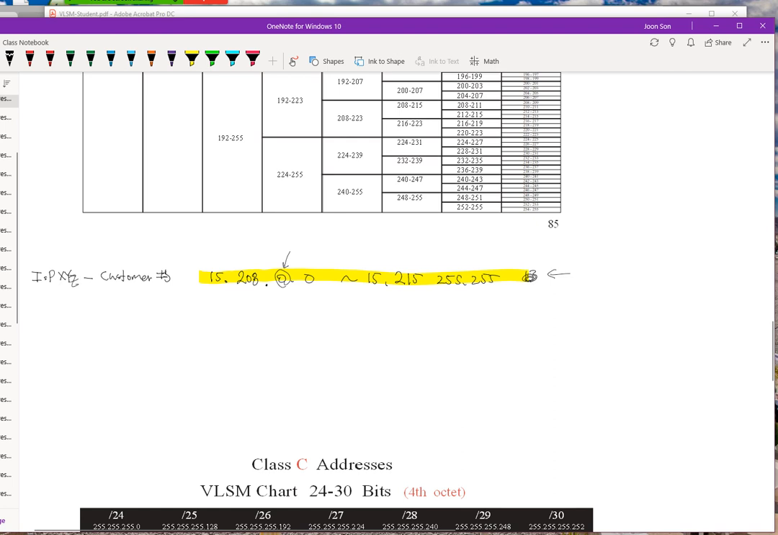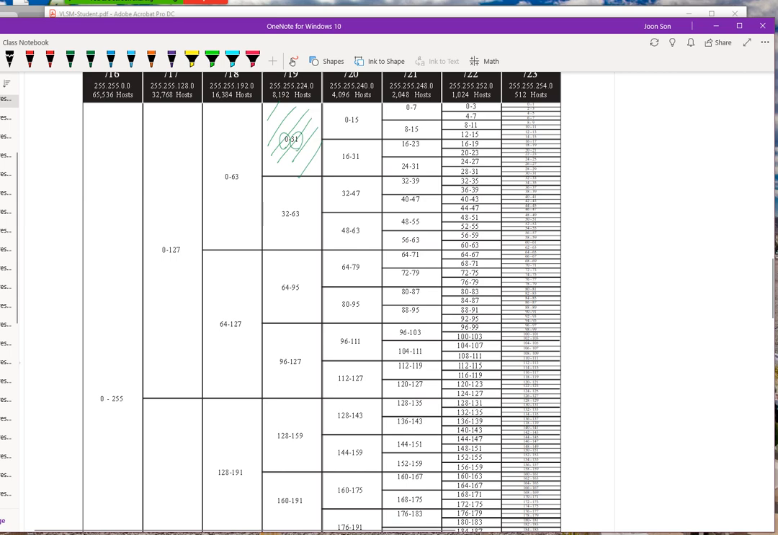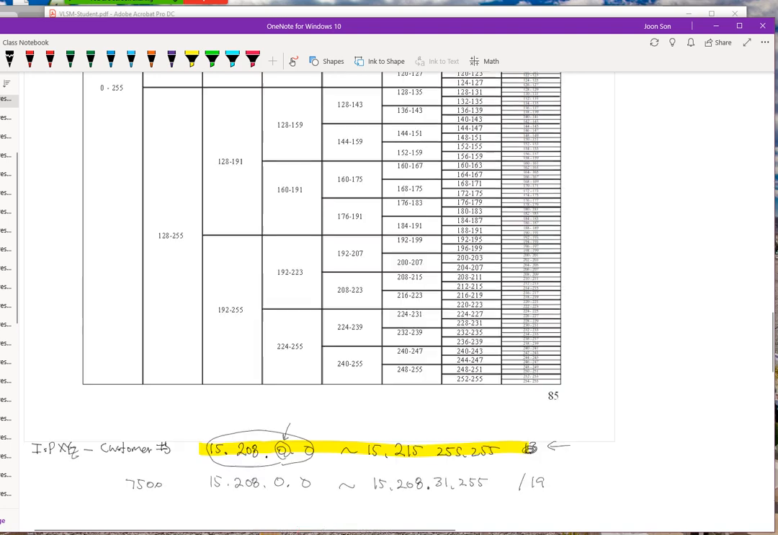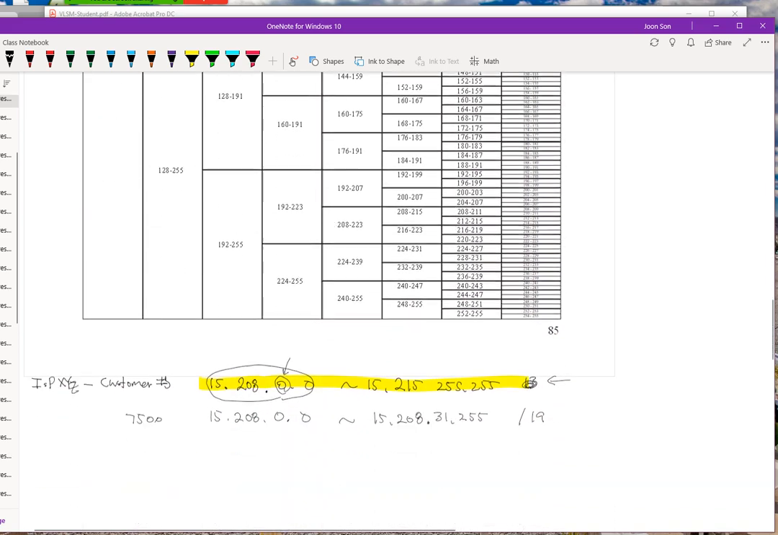And then for the client, the requirement is this many, right? So we know that my starting point is this. This is my starting point, and then all the way to 15.208.31. And then the last one is 255. It's not 0, because the last one is 255. And then this is /19, right? Yeah, /19. Okay.